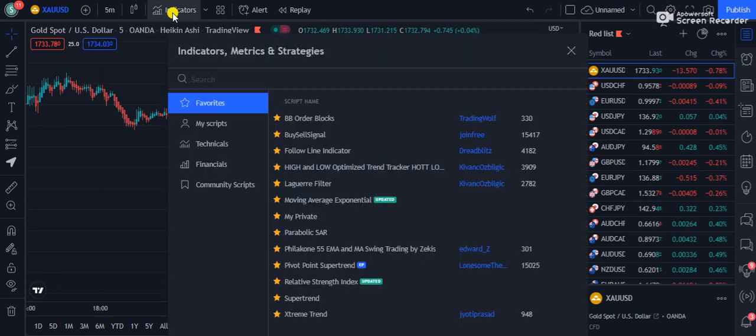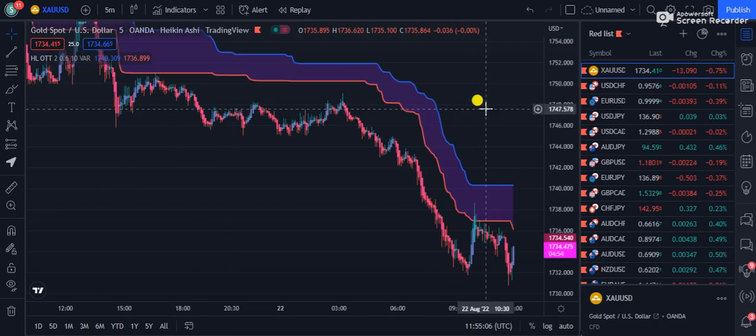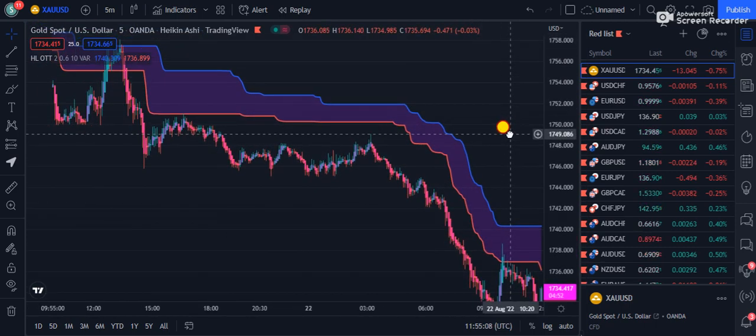So let's move towards the indicator section, and now we need only one indicator that is going to help you with the strategy, and that is High and Low Optimized Trend Tracker, HOTT. Please note that this is by the famous author Kıvanç Özbilgiç, and you can see 3909 traders have already put this indicator into their favorites, and I have already made a video of this.